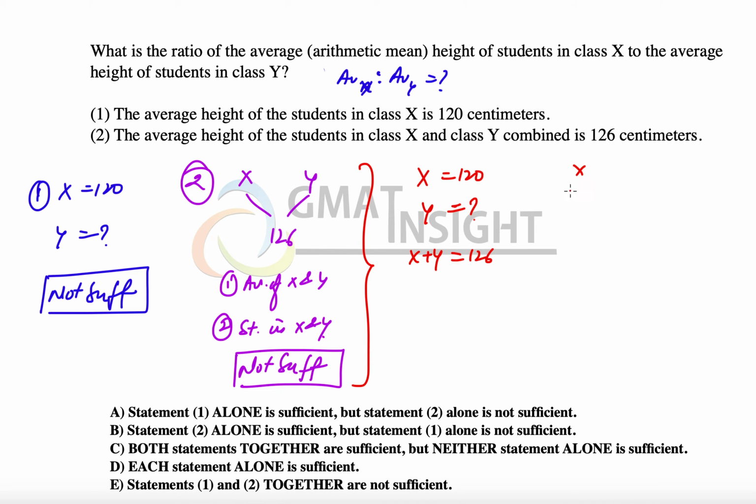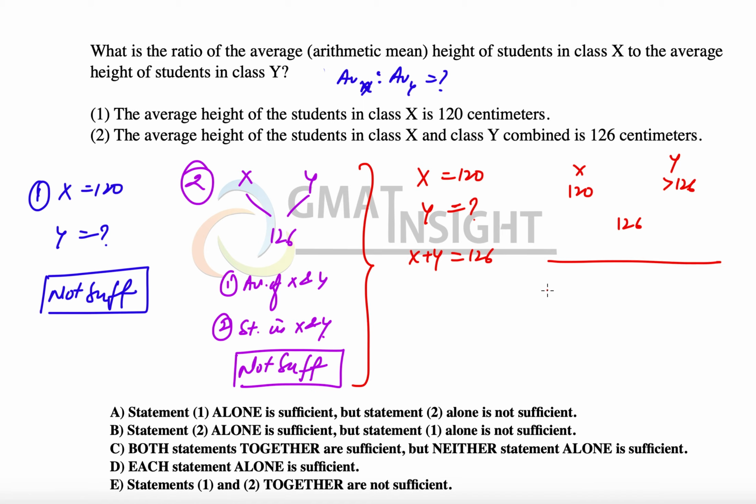If X has an average of 120 and the total has an average of 126, then all that we can deduce is that the average height of the students in Y must be greater than 126, because the average of the combined class has to be in between the two. So while we know that it is 126, it can be any value.